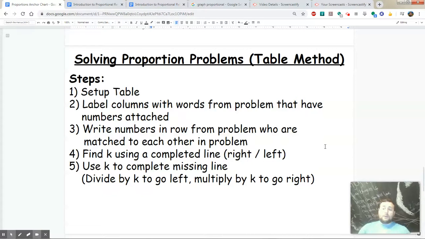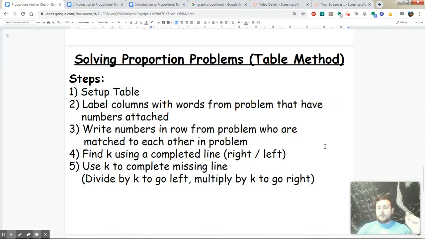Okay, so in this video, I want to talk about how to solve word problems associated with proportions. Don't be scared. You can do it if you follow this procedure. I like to do it with the table method. Basically, you set up a table that has two columns and a few rows, usually three. On the first row, you're going to label the columns with words from the problem, which are numbers attached to it. And I'll show you this in an example in a second.